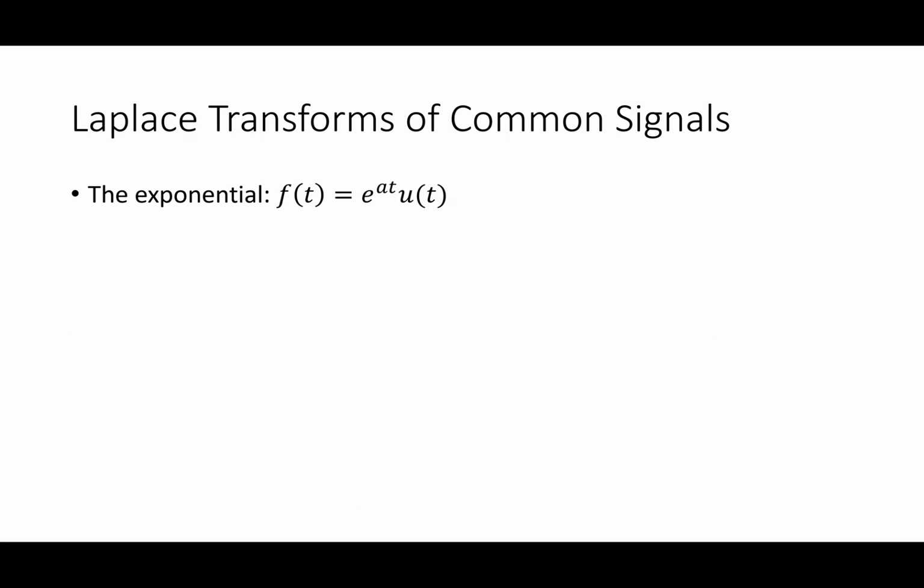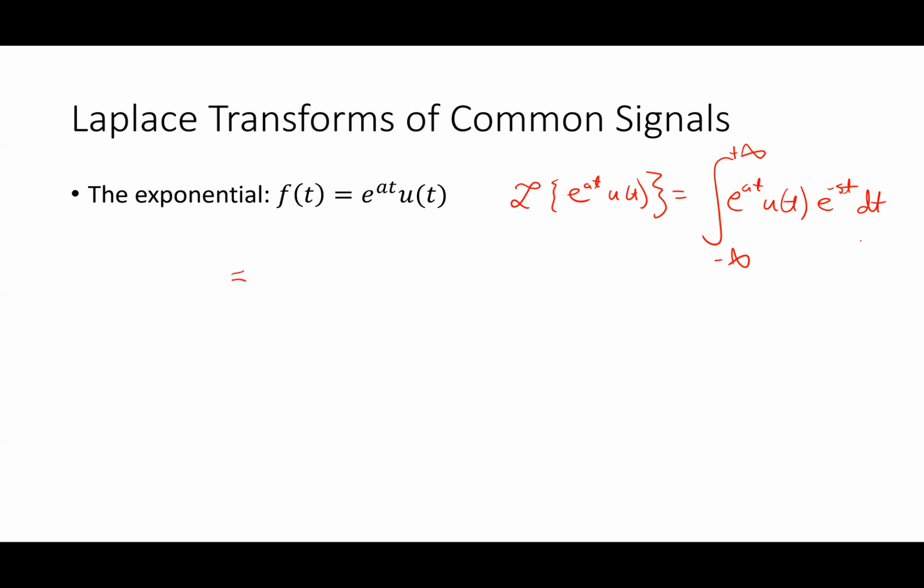So again, what's the Laplace transform of, we usually write it with the bracket, e to the at u of t? That's the integral from negative infinity to infinity of e to the at u of t times e to the negative st dt. Now how do I simplify that integral? What's the u of t do to it?